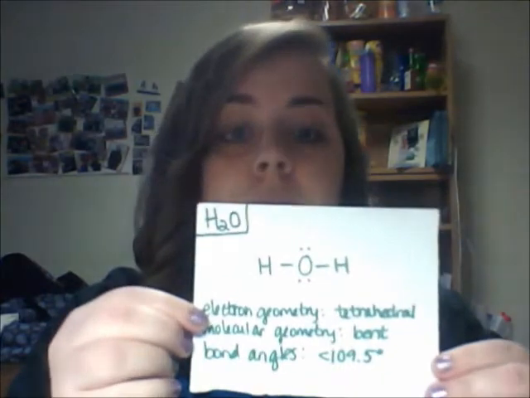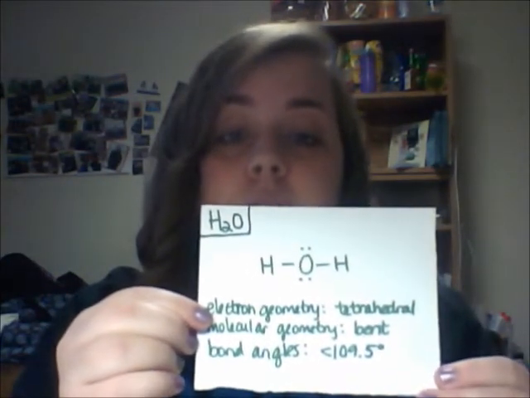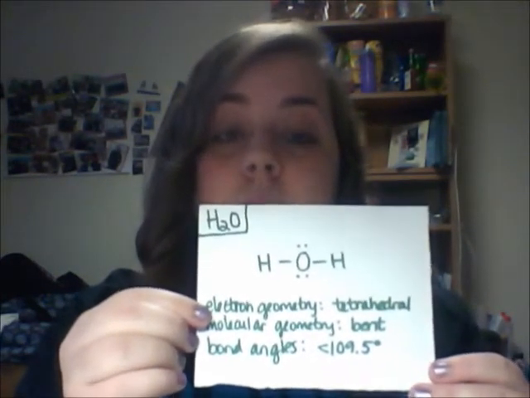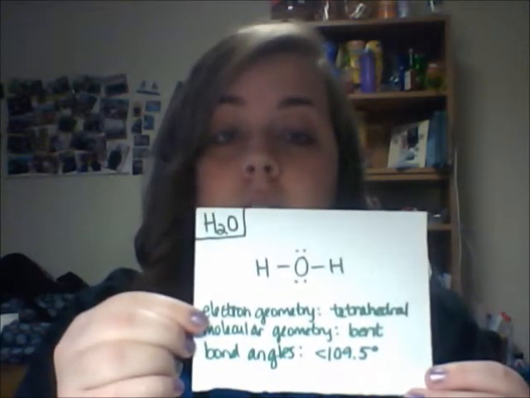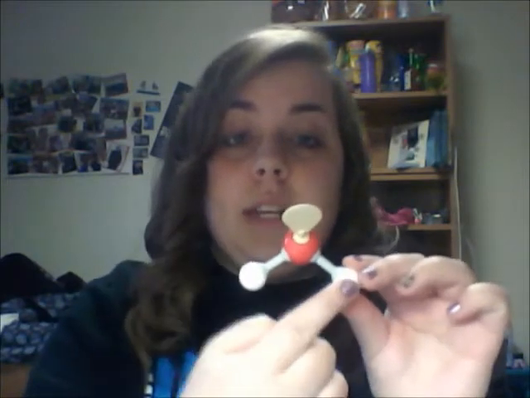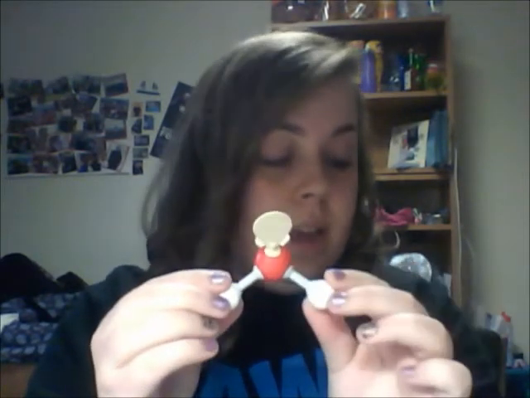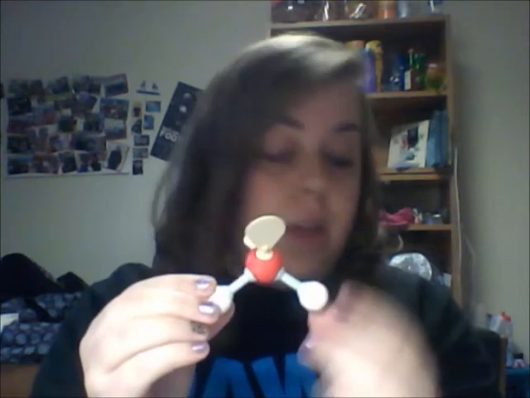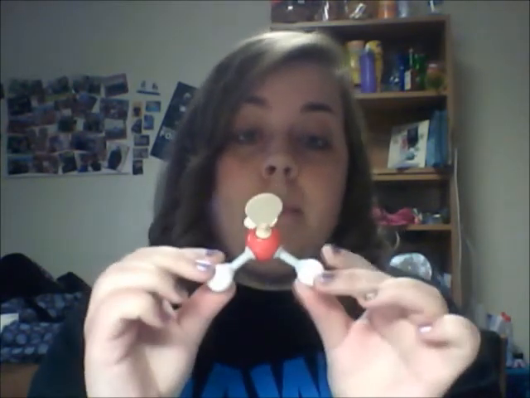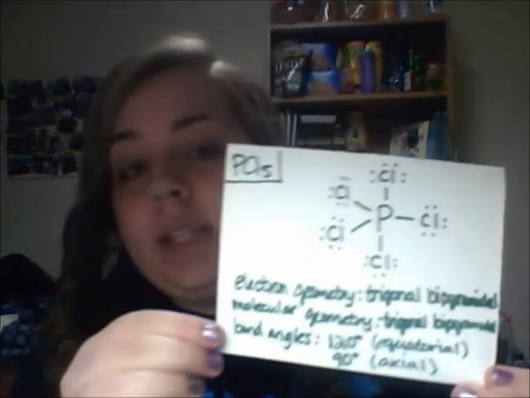We also have H2O, or water. The electron geometry again is tetrahedral, but the molecular geometry is bent, with the bond angles being less than 109.5 degrees. When you look at this structure, you can see that it is a bent shape because of the fact that while there are still 4 electron groups, there are only 2 bonding groups and 2 lone pairs on top, making the shape bent.